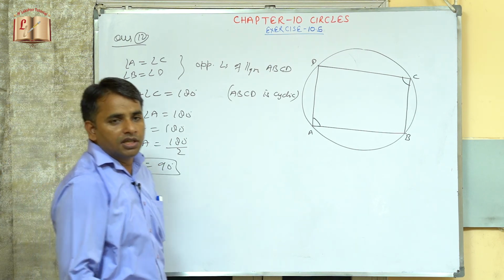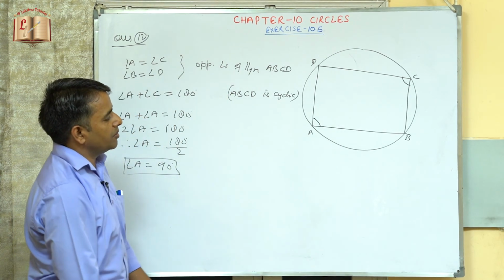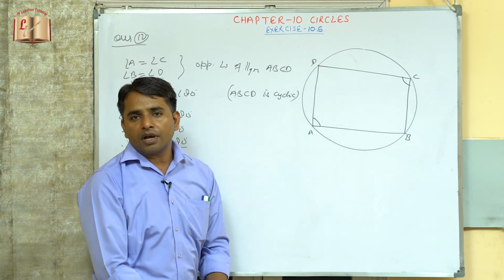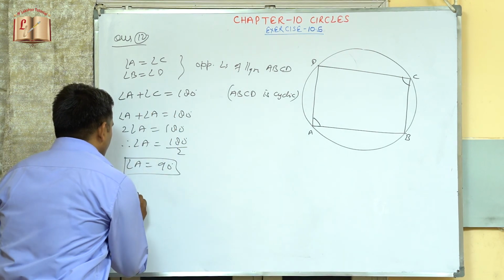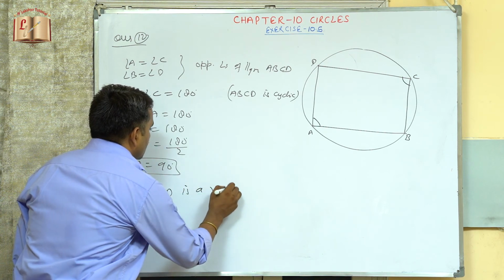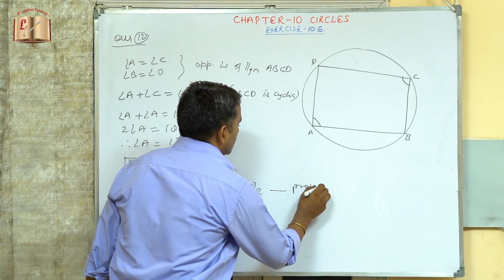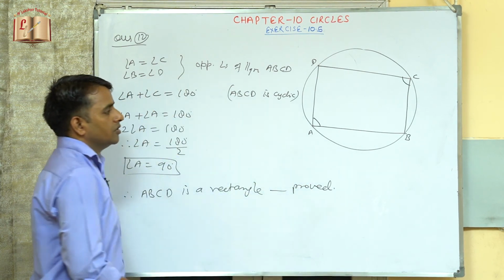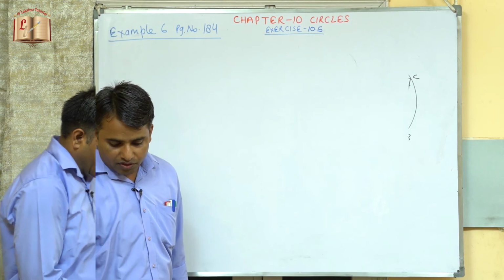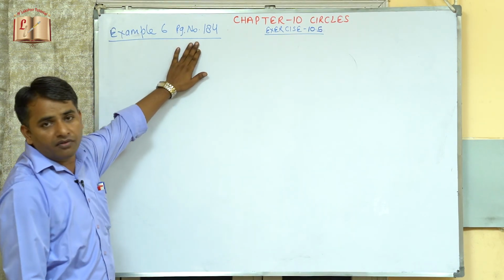So we got one angle is 90 degree. So if one angle of a parallelogram is 90 degree, immediately the parallelogram becomes a rectangle. So therefore we can say ABCD is a rectangle. So this is now proved.